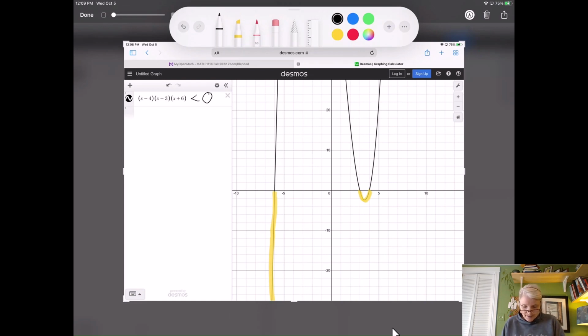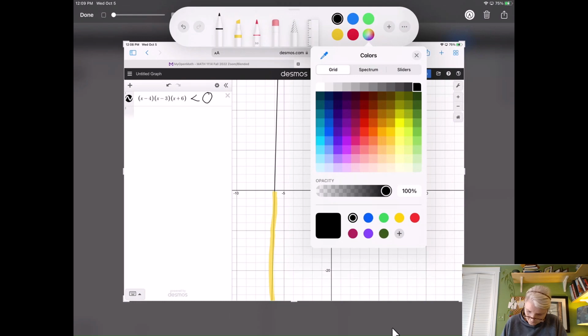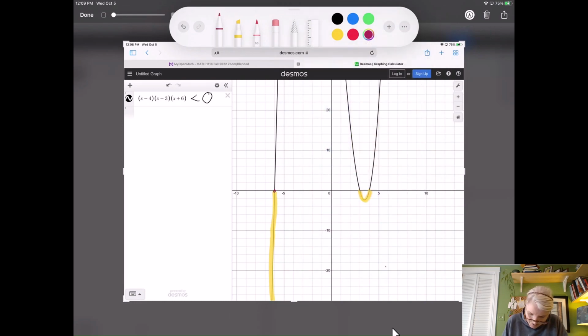And we need to then focus on our x-intercepts, because those will be our boundaries for our intervals. So here we have an x-intercept at -6. Here we have one at 3, and we have another one at 4.